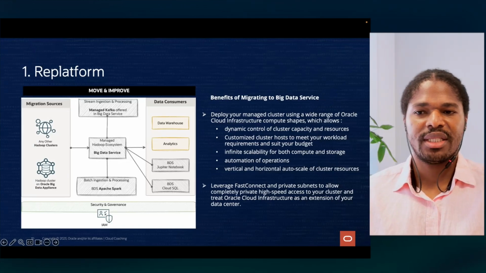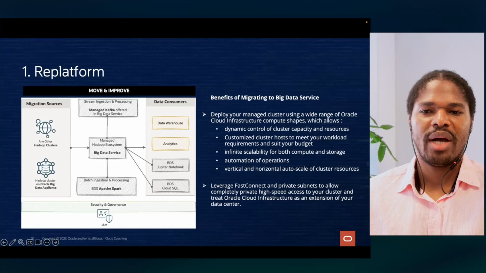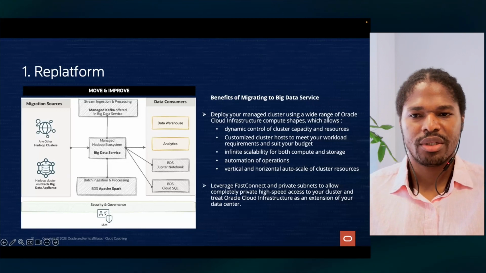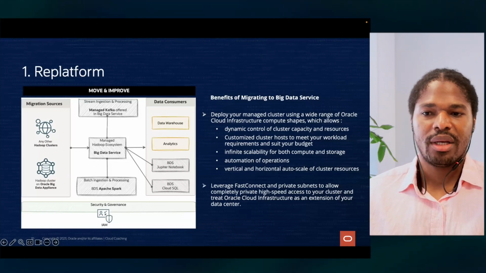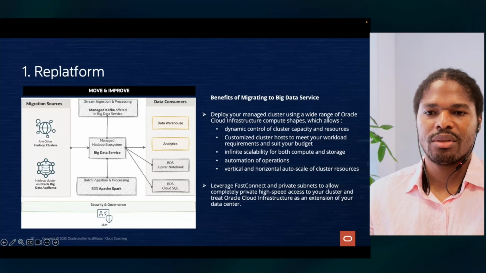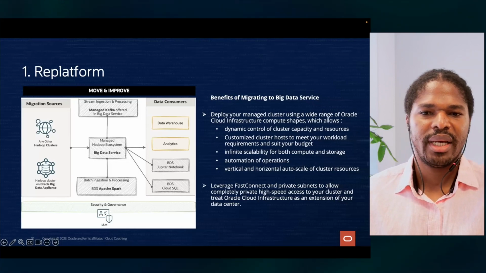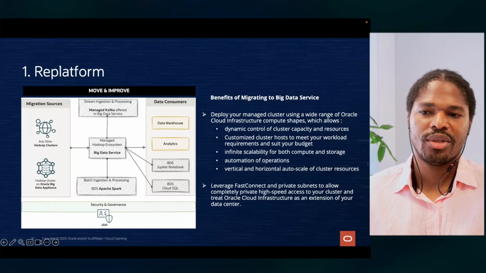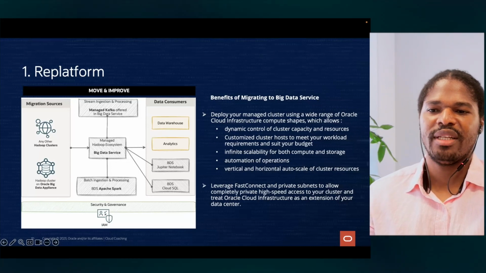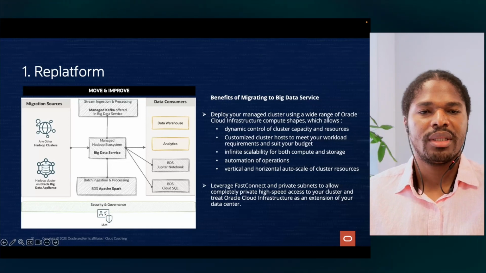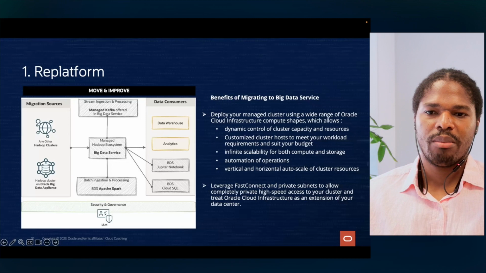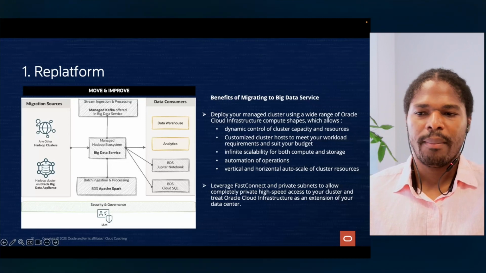Using the big data service, you now have access to a wide range of OCI compute shapes, allowing for many things, such as a dynamic control of your cluster capacity and resources, and a customization of your cluster host to meet your workload requirement and suit your budget. On the third point, it also provides you with an infinite scalability for both the compute and the storage. Later on, we will see exactly which component this service is relying on.